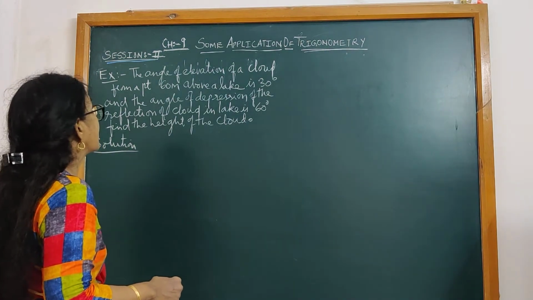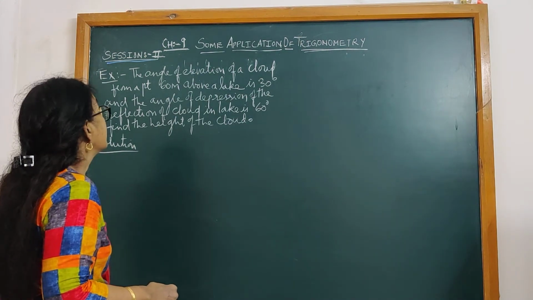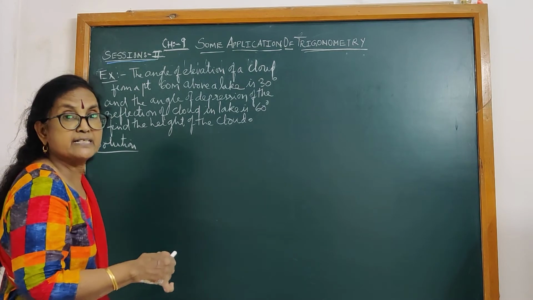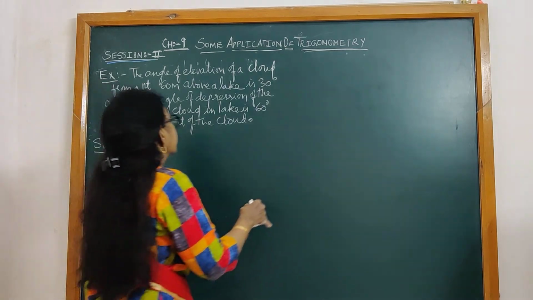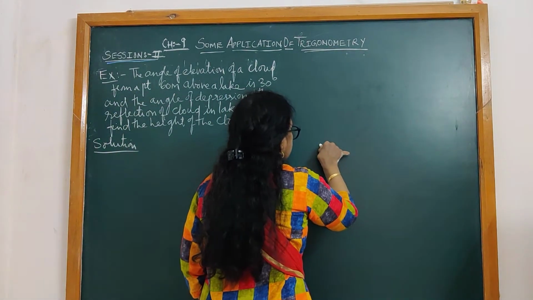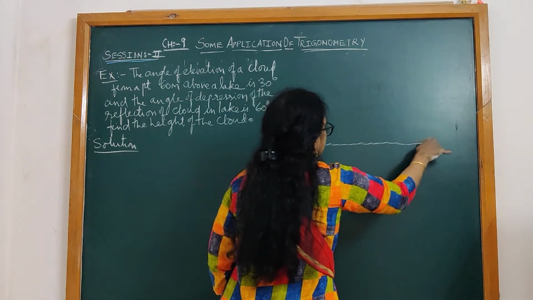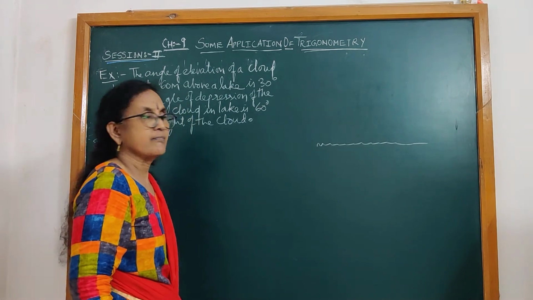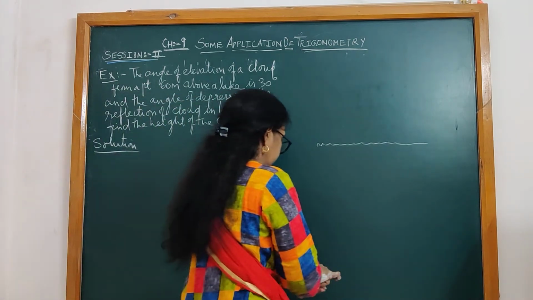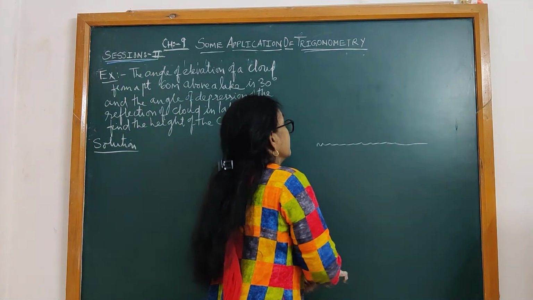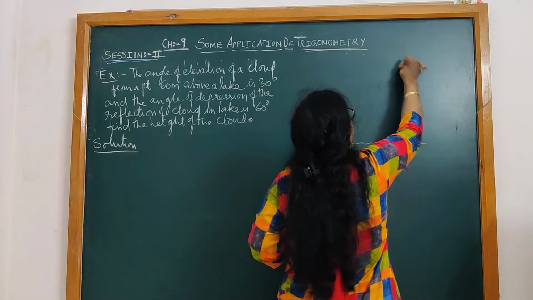The angle of elevation of a cloud from a point 60 meter above the lake. So, suppose this is your lake, this is the lake. The cloud is here, this is the cloud.